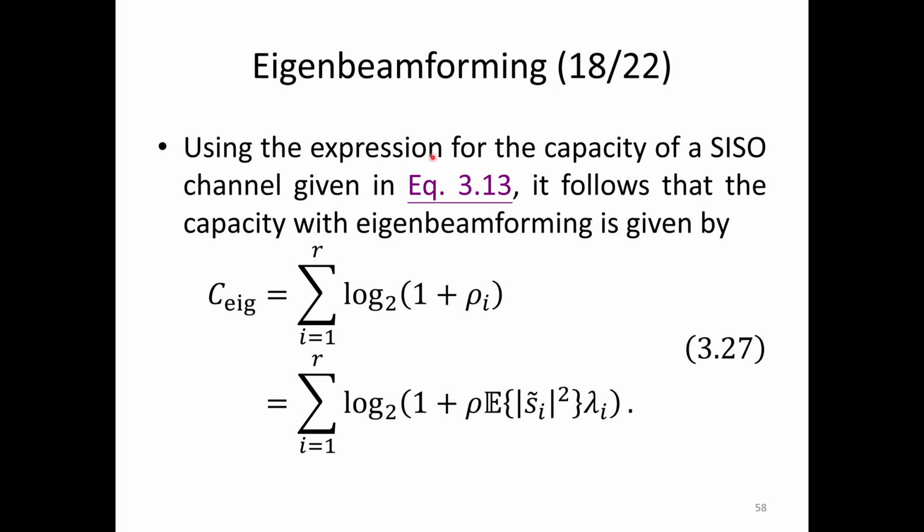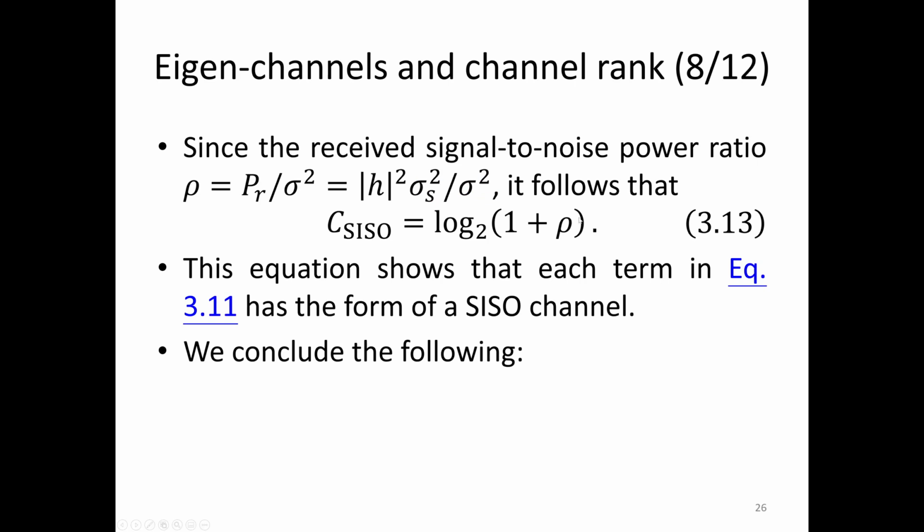Using the expression for the capacity of a Seisel channel given in equation 3.13. Okay, let us go to equation 3.13. In equation 3.13, C Seisel is equal to log 2 of 1 plus rho. Okay, let us go back to page 58.